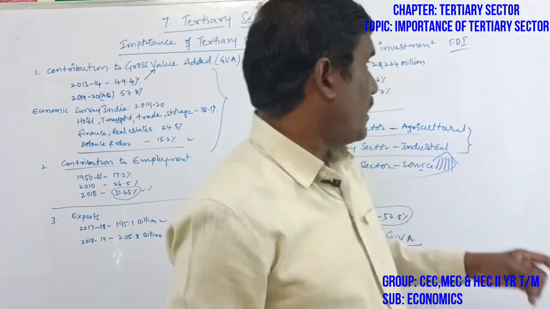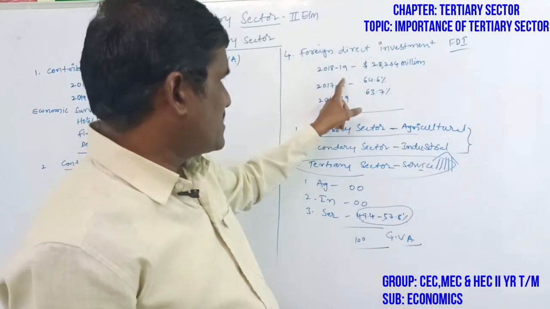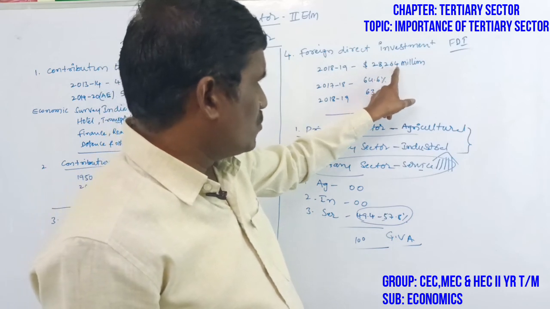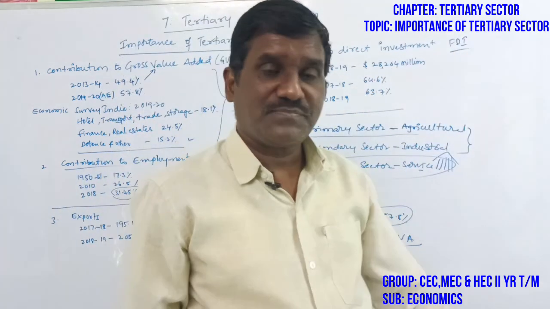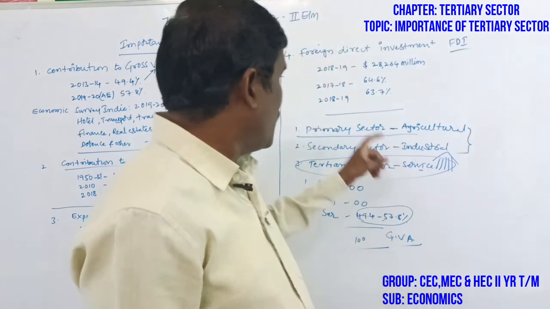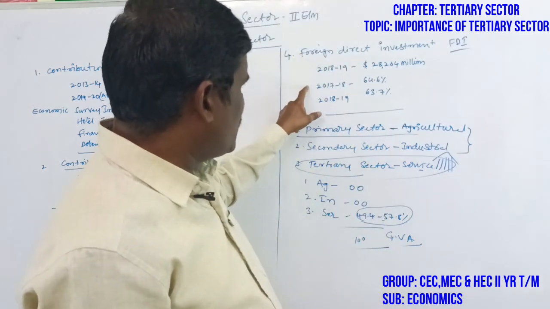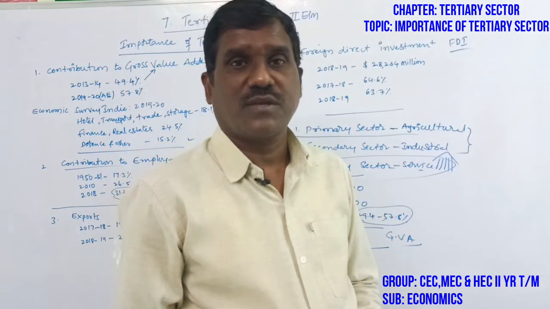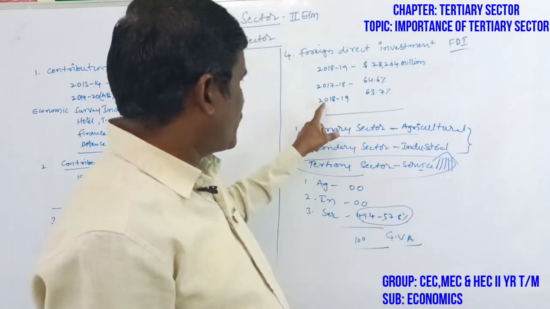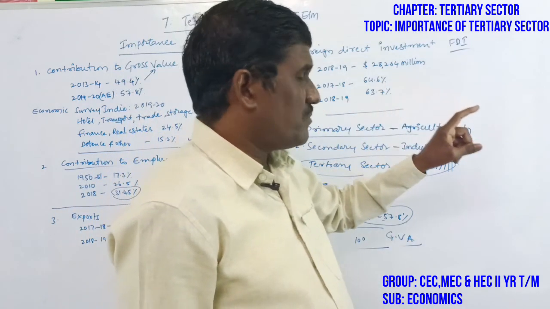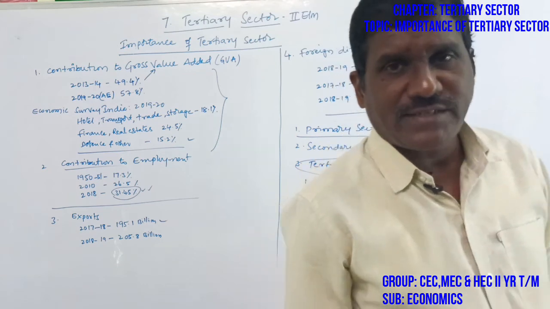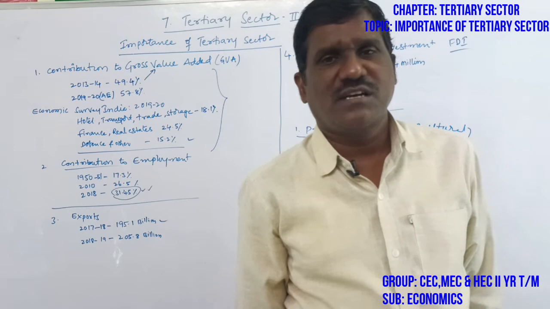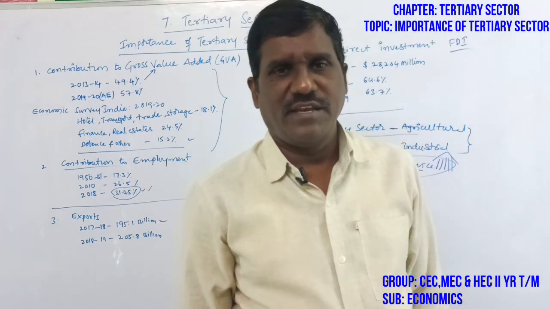So due to foreign direct investment, in 2018-19 it was 28.264 million. According to percentage, 2017-18 was 64.6 percent, and 2018 was 63.7 percent of foreign direct investment. So this is the importance of the service sector in India.